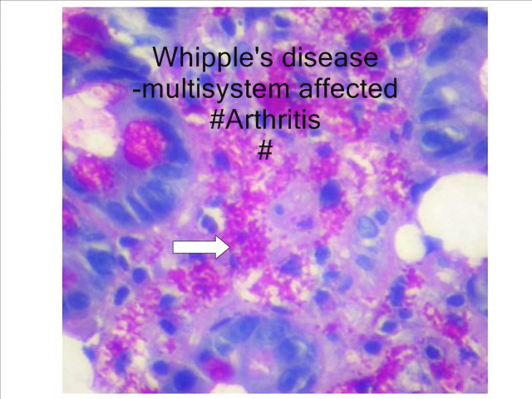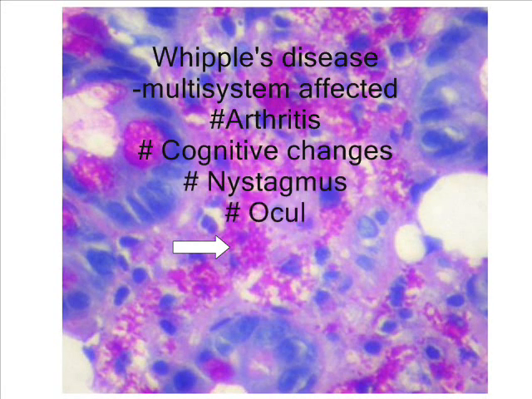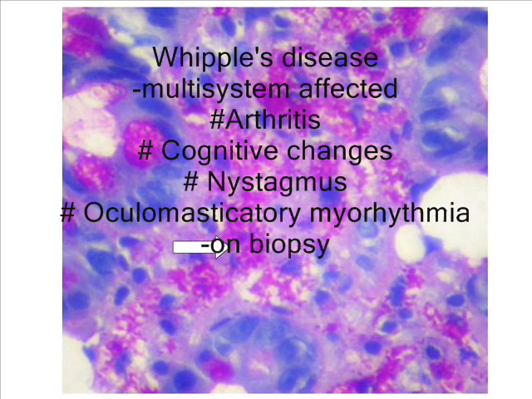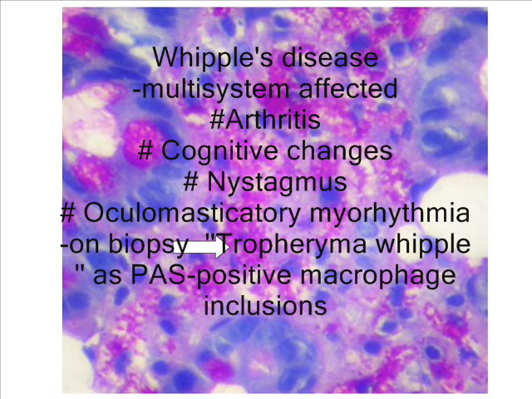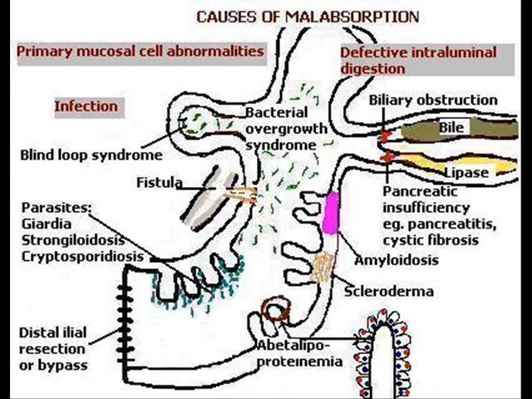Whipple disease is a multi-system illness with arthritis, cognitive changes, and nystagmus, and on biopsy, Tropheryma whipplei with PAS-positive macrophage inclusions is diagnostic. Other causes of malabsorption may be abetalipoproteinemia, scleroderma, amyloidosis, blind loop syndrome, and distal ileal resection or bypass.